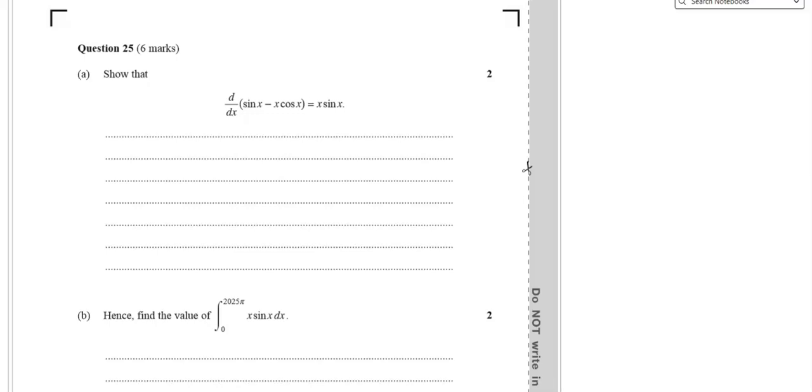Question 25. Show that the derivative of sin x minus x cos x equals x sin x. Pause here to try it yourself.